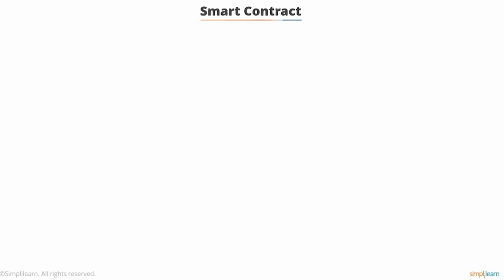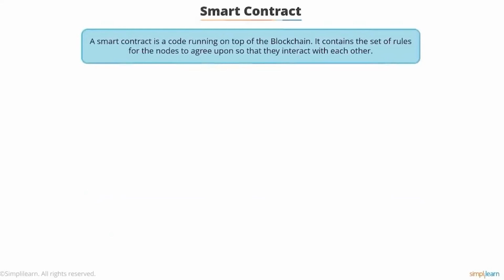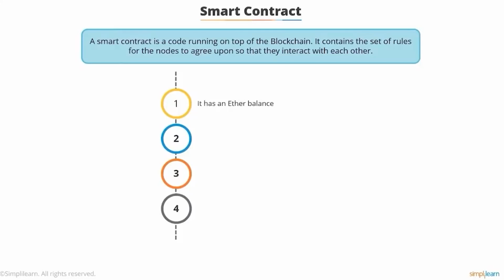Smart contract. A smart contract is code running on top of the blockchain, containing a set of rules for the nodes to agree upon so that they can interact with each other. As an account, it has the following properties. Firstly, it has an ether balance. Secondly, it has an associated code. Thirdly, a code execution is triggered by transactions or messages received from other contracts. And fourthly, when executed, it performs operations of arbitrary complexity.